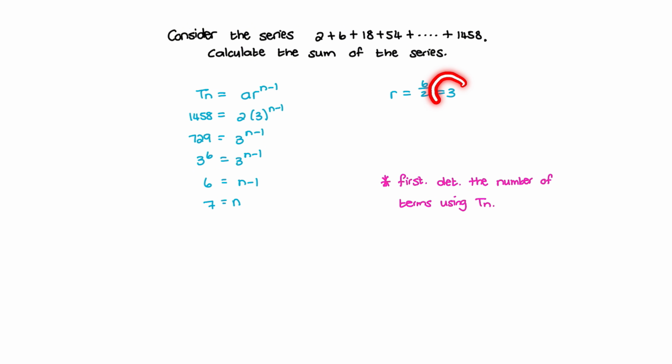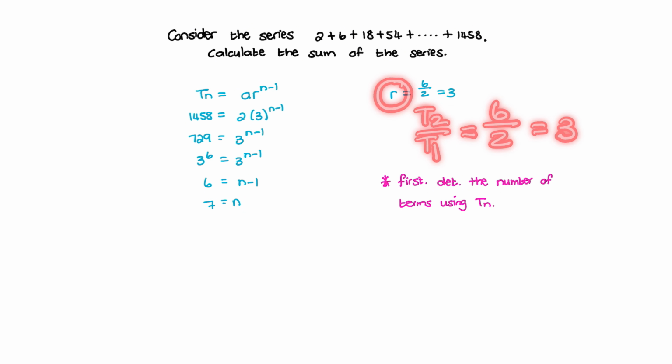Now, as I showed you, the consistent ratio is 3. So how we find r is we say term 2 divided by term 1. So that is 6 divided by 2, and that is equal to 3.